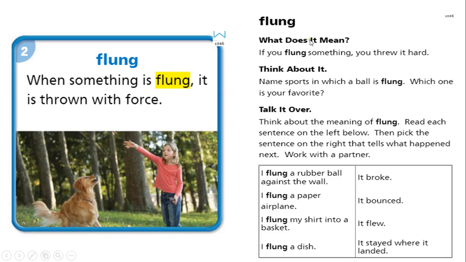So, what does that mean? If you flung something, you throw it hard. So, she must throw the frisbee or the ball in her hand very hard so it will be far away and the dog will be able to fetch it. Flung, if something is thrown hard.